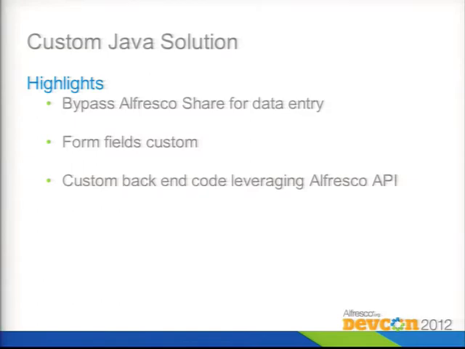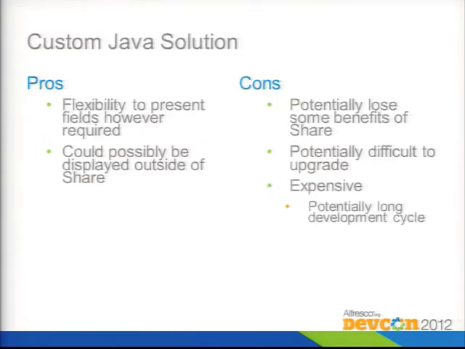The second to last approach was, what if we wrote a completely custom Java solution that sat inside of Share or outside of Share or something along those lines, and we wrote customizations on the back end to deal with that. Our concern there is you lose some of the benefits of all the built-in good stuff of Share. It might be hard to upgrade because if it's a totally custom solution, we don't know what we're going to end up with. And then obviously, expense, right? There's going to be a lot of customizations here. But we would have complete flexibility on how we display things, either within or outside of Share.